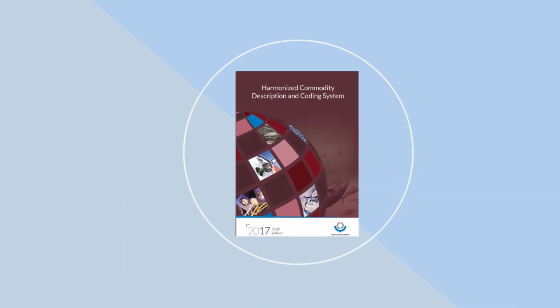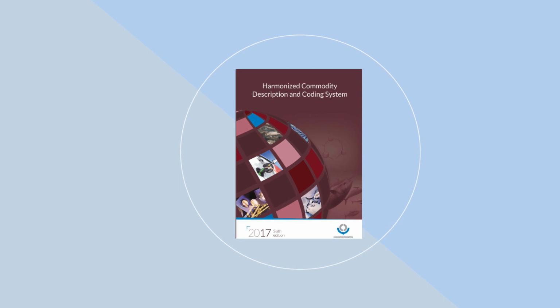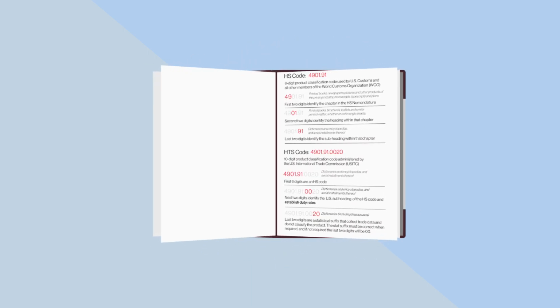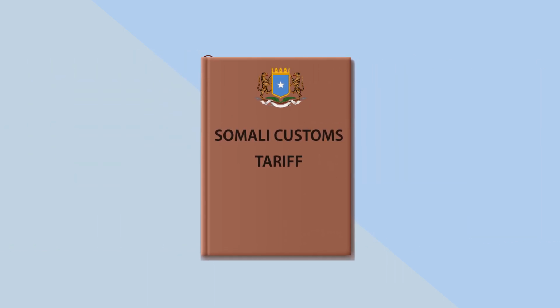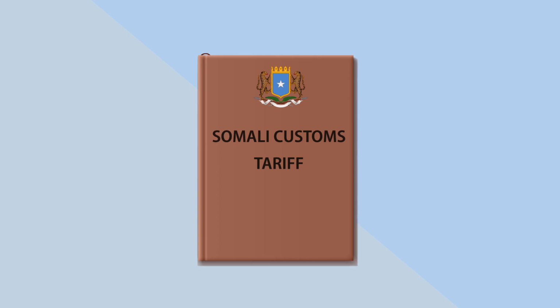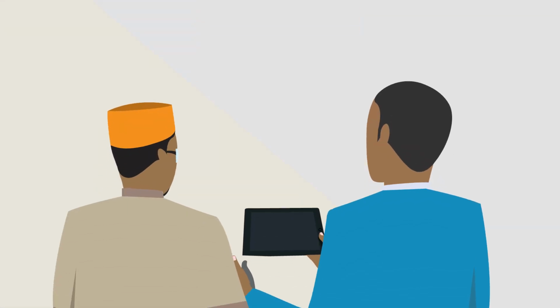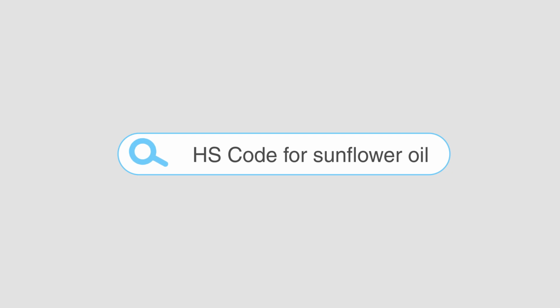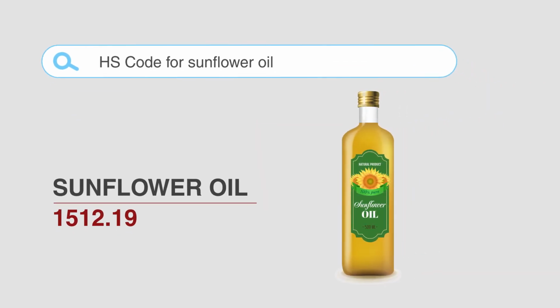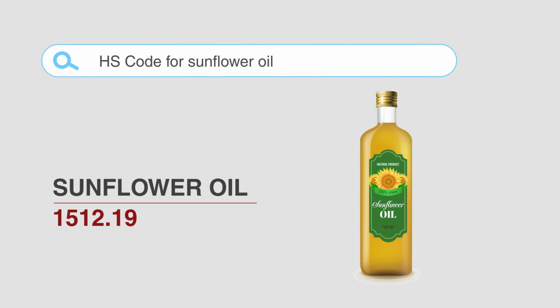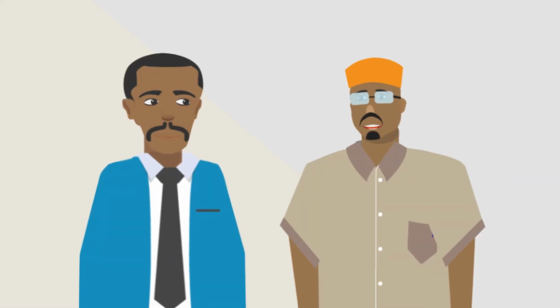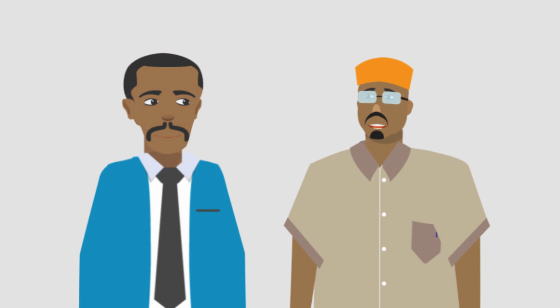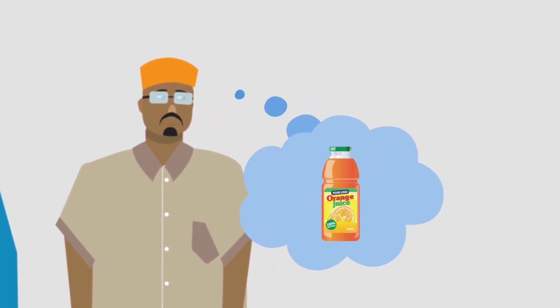Secondly, you can consult the World Customs Organization's Harmonized Commodity Description and Coding System or the Somali Customs Tariff, which should be available at various import and export offices. Thirdly, you can use a search engine on the internet to check what the HS commodity code for your goods might be. Make a note of the code so you can enter it into the SOMSAD later. That seems simple. What about the commodity code for orange juice?